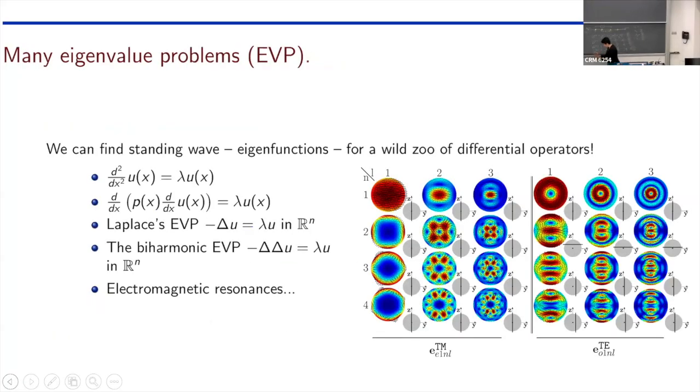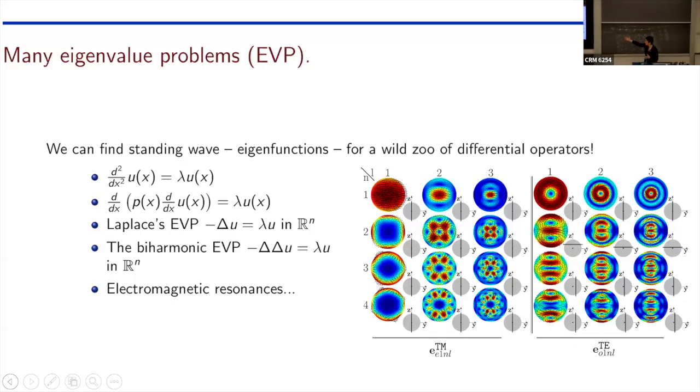So once you see an eigenvalue problem, you start looking for another eigenvalue problem, and they're everywhere. So you could have an eigenvalue problem related to the differential operator's second derivative in X. You could have a coefficient in there. That's a different eigenvalue problem. You could solve something called Laplace's equation or Laplace's eigenvalue problem. You could solve the biharmonic problem.